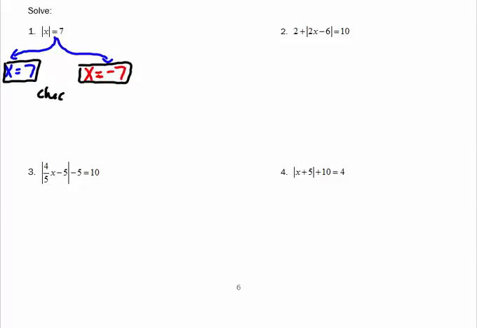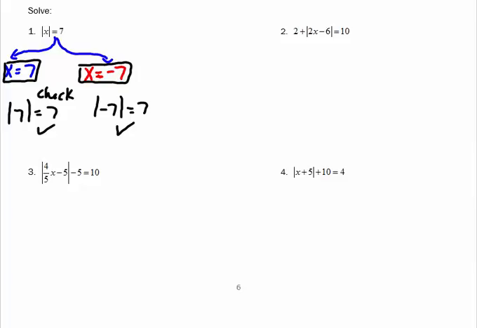Let's check to make sure they actually work. So the absolute value of 7 is supposed to be 7, and that's true. And the absolute value of negative 7 is supposed to be 7, and that's true too. Why? Because both 7 and negative 7 are 7 units away from 0.